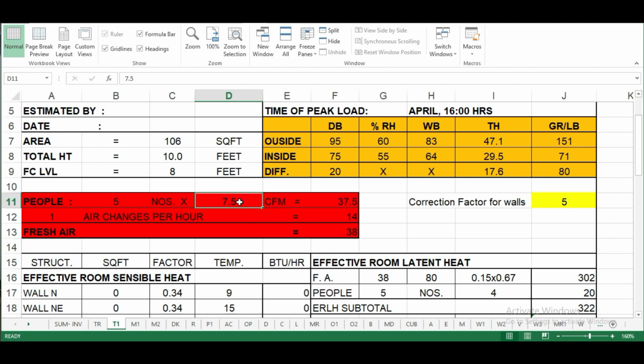Basically, to calculate the CFM for fresh air, there are two ways. One is how many people are there, and per person what CFM you are considering. That is the first way. As you see in your formula, D11 multiplied by B11, that comes to 37.5. That is the first way of calculating the CFM. Here, what is the CFM and what does it stand for? Basically, CFM is the unit of air.